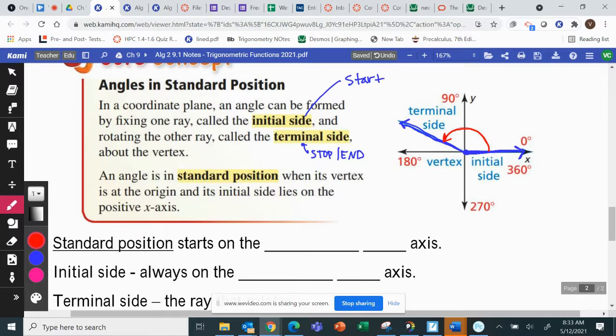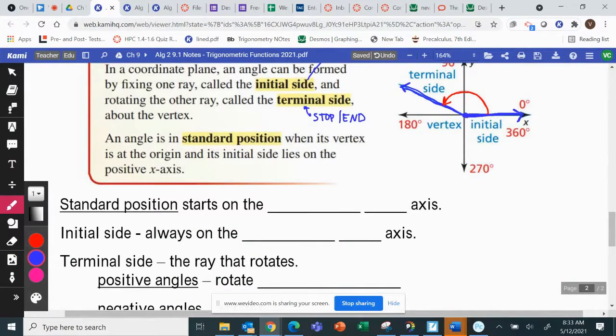An angle is in standard position when its vertex is at the origin. Its initial side lies on the positive x-axis. So the other word here is vertex, but that's just the origin. That's just the end of the angle. It's always going to be at the origin for what we're doing today.